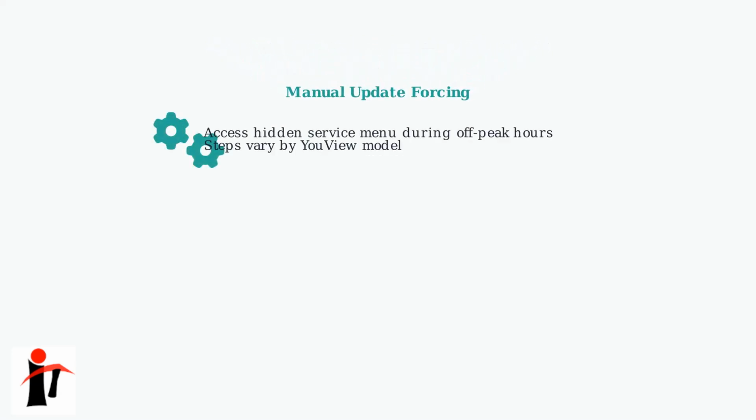When basic troubleshooting fails, several advanced methods can help resolve persistent YouView update loops. These techniques require more technical knowledge, but often provide solutions when simpler approaches don't work. The first advanced method is manually forcing an update through the hidden service menu. This process varies by YouView model, but typically involves accessing diagnostic menus during off-peak hours when network traffic is lower.